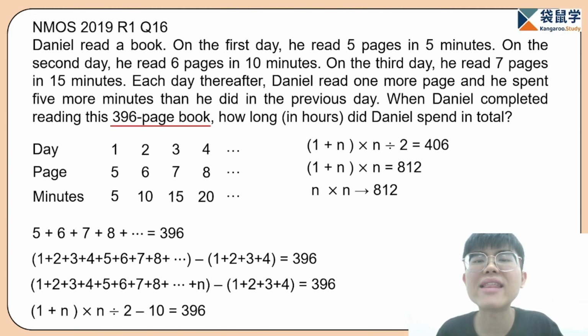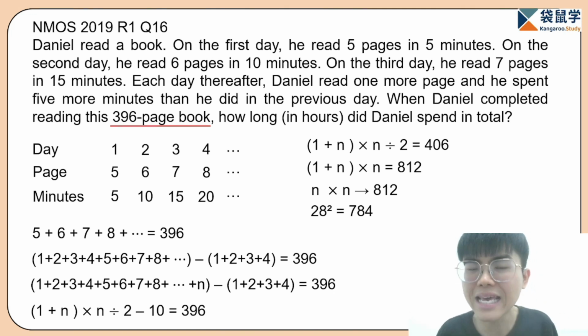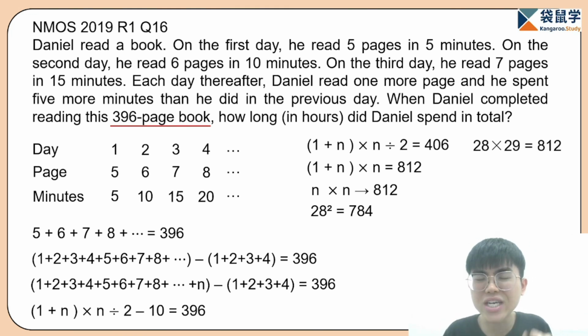So after trial and error, we will find that 28 squared, which is 28 times 28, is equal to 784. So now, let's check our answer here. We calculate 28 times 29, which is exactly equal to 812. We confirm that n is equal to 28.